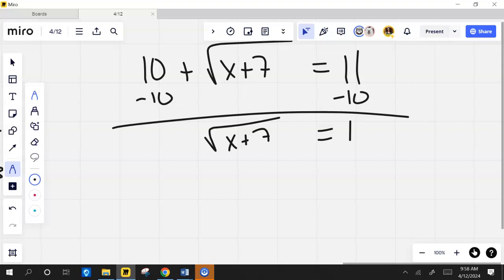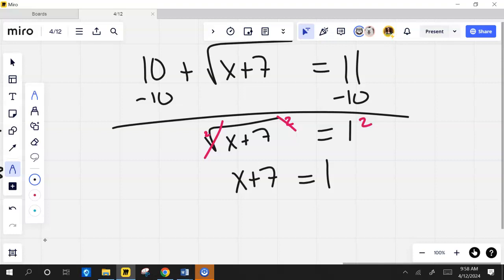And so now that the radical is isolated, how do I eliminate it? You raise it to the power of 2. How did you choose the power of 2 instead of any other power? It's a square root, and the square root is a second root, right? That's the implied number here. So this is gone. And now I have x plus 7 equals 1.